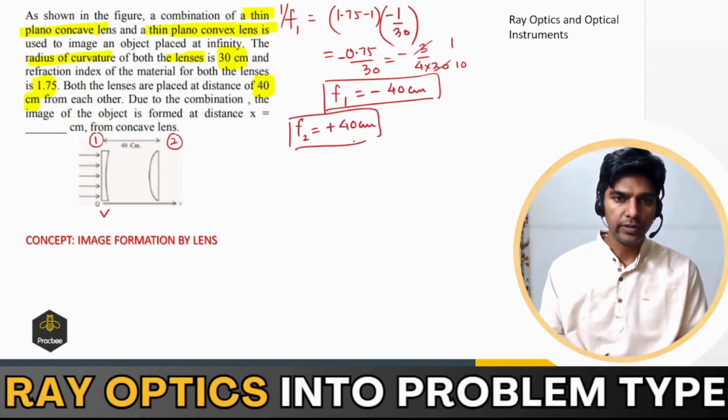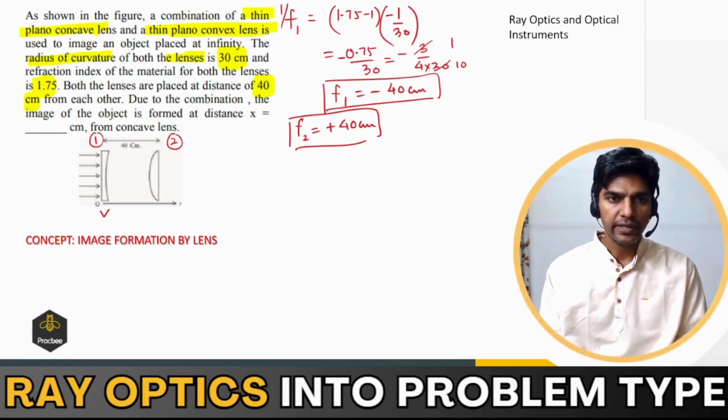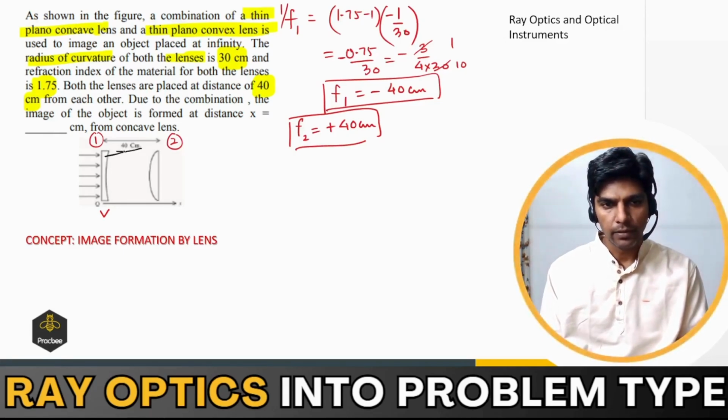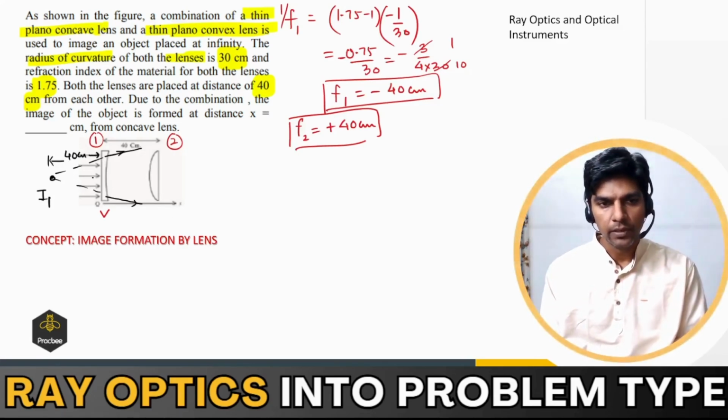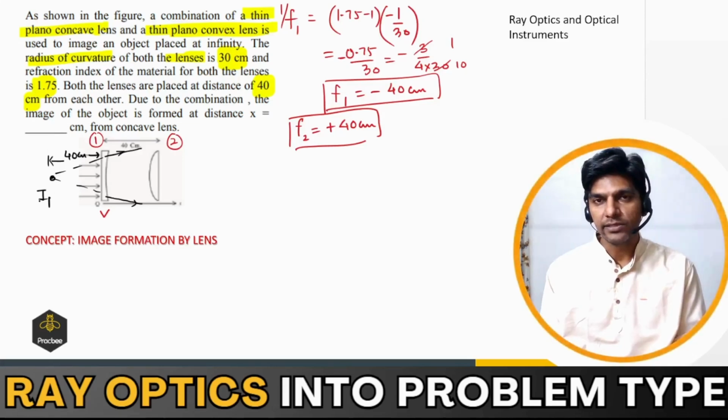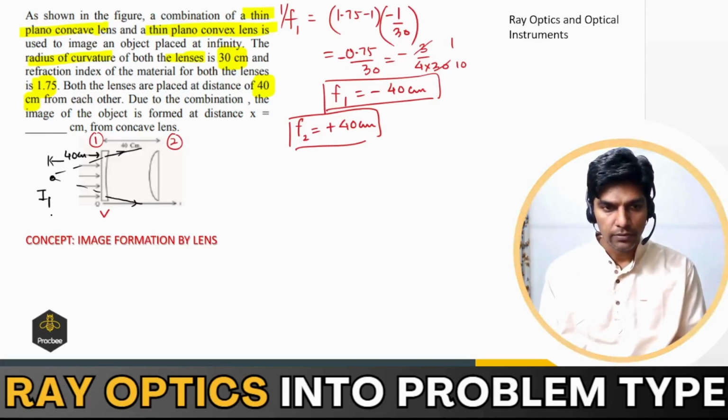So we got the focal length of both the lenses. Now if the rays are coming parallel, so they will get diverged, and the image will be formed at the focus. That will be the first image, which is at a distance 40 centimeter from the concave diverging lens. Now this image will act as the object for the other lens. So we can say the distance of this I1 from the other lens will be nothing but 80 centimeter.